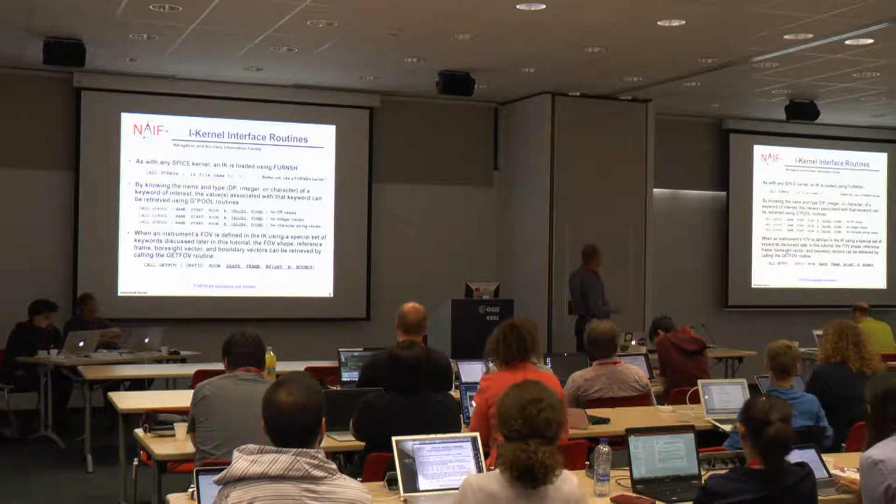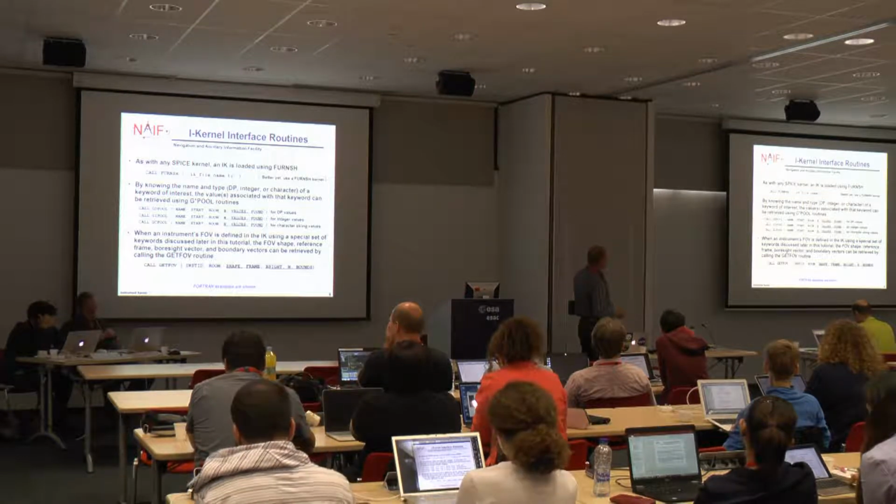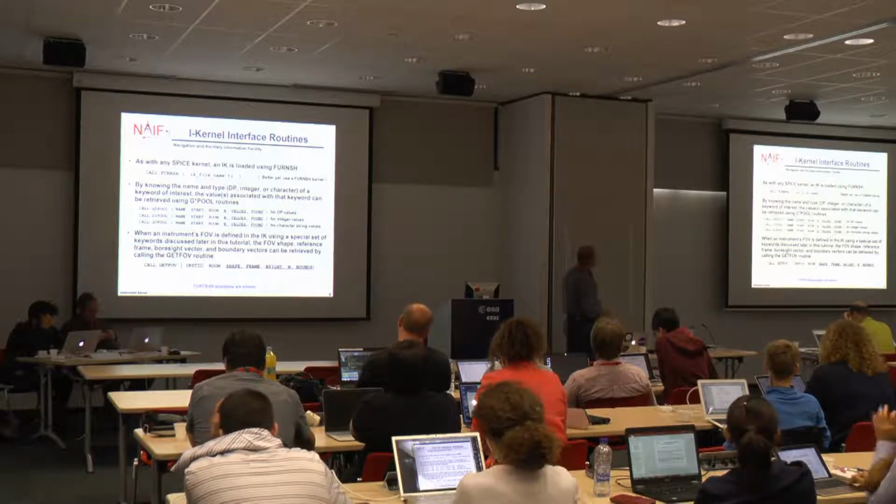For example, it's sometimes very convenient to use field of view definitions with dynamic frames, which makes them point at a certain target on a constant basis. The routine also returns the boresight vector that's defined in this frame, the number of boundary vectors that it found in the IK, and the boundary vectors themselves.